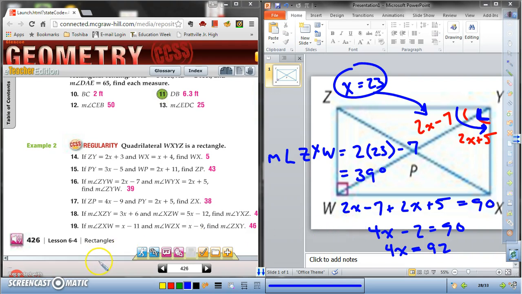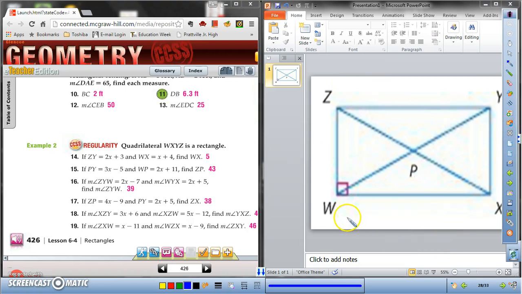And number 17, now we're going back to having side measures given, or segment measures given. ZP is equal to 4x minus 9. PY is equal to 2x plus 5. And I'm asked to find ZX.